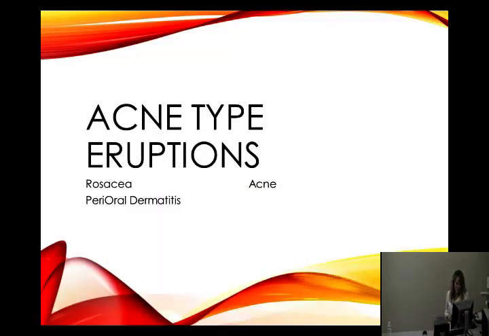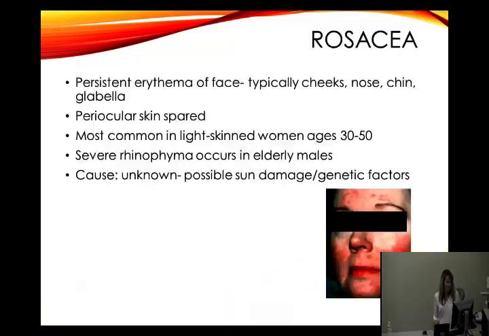So acne type eruptions. We're going to talk about rosacea, perioral dermatitis, as well as regular acne. So rosacea is persistent erythema of the face, typically of the cheeks, nose, chin, and glabella. The periocular skin, so that's the skin surrounding the eyes here, is usually spared. It is most common in light-skinned women, ages 30 to 50. We can see severe rhinophyma in elderly males. That's the bulbous nose that can develop. And it's actually, if you've never seen somebody with it, it's really spongy even when you touch that there. It doesn't happen in females often at all.